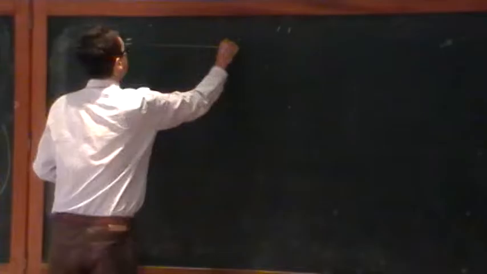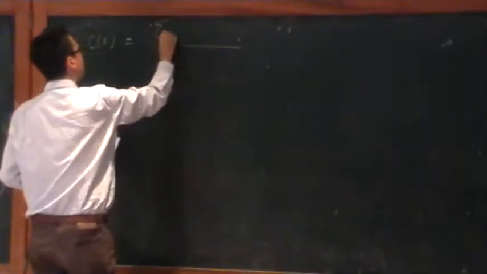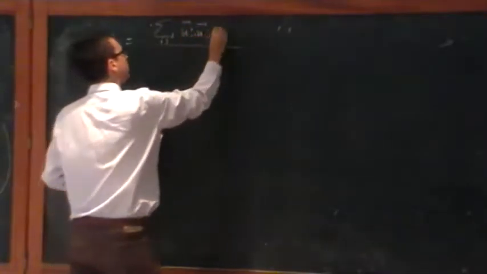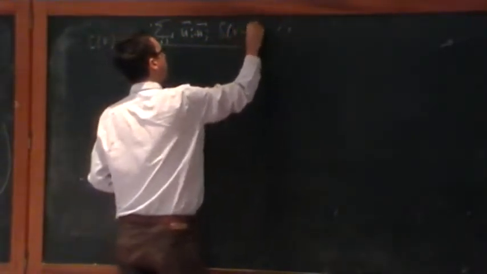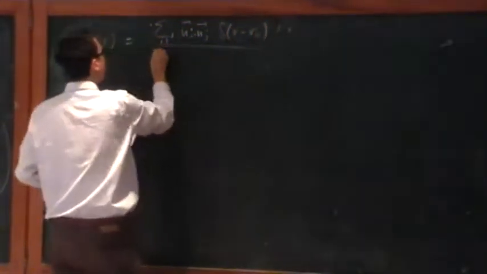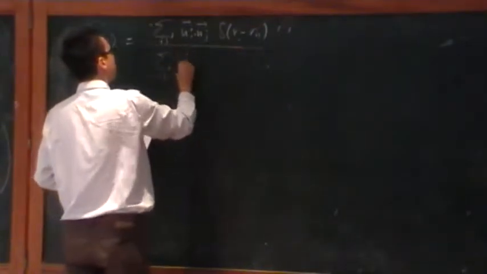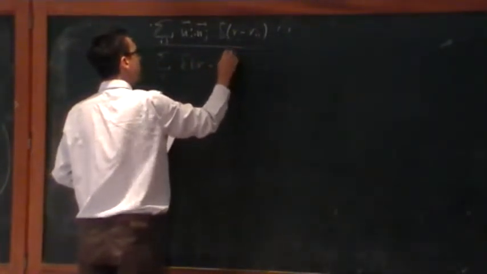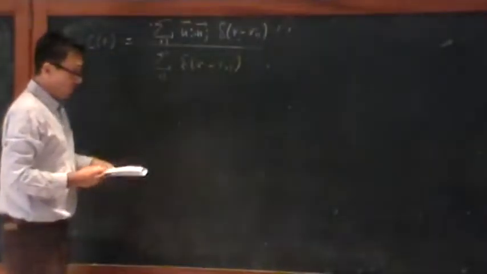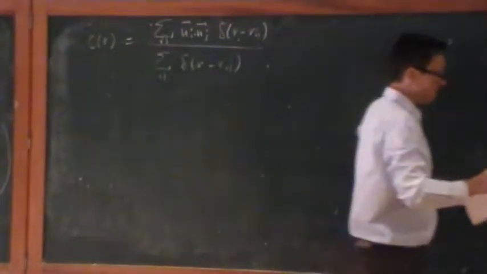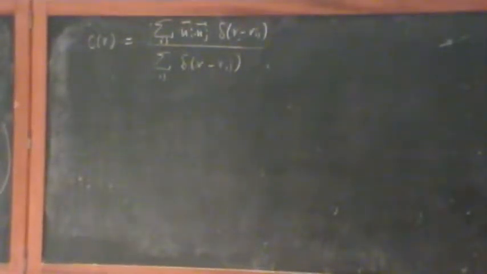So the connected correlation function C(r) is defined as the sum over i and j of u_i dot u_j, this is the scalar product, delta of r minus r_ij, over the sum over i and j of delta of r minus r_ij. So this is exactly the same definition, even though it may seem not to be, but it's exactly that.